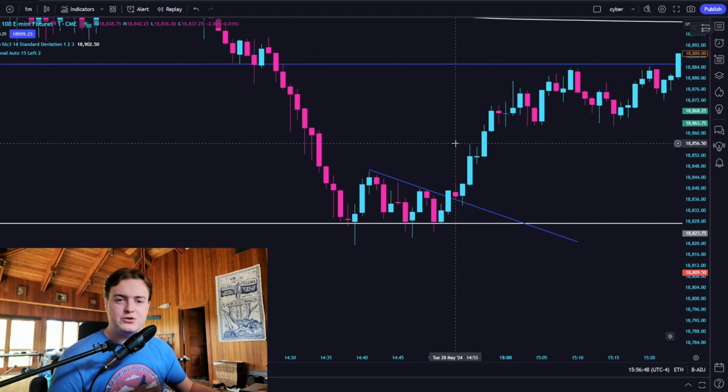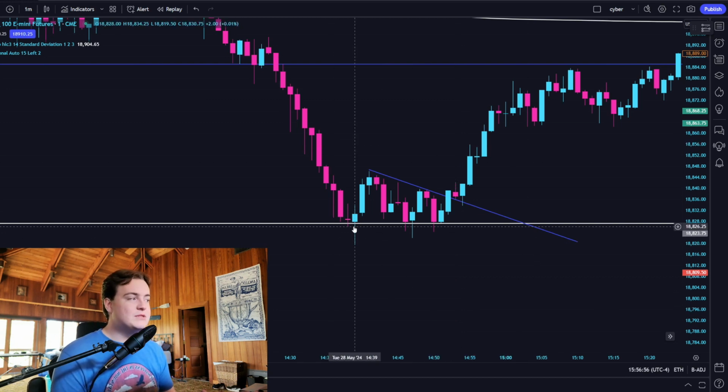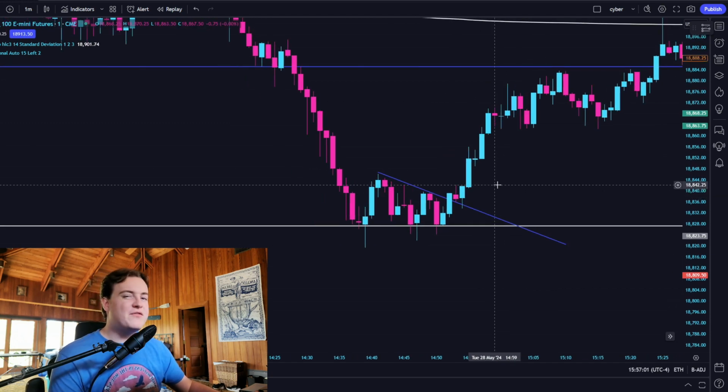My personal strategy, right? I didn't take this trade, but my personal strategy when looking for setups like this is you want to have the pivot point at a good spot on the chart, and then you want to see a bear flag setup form on top of that pivot point.